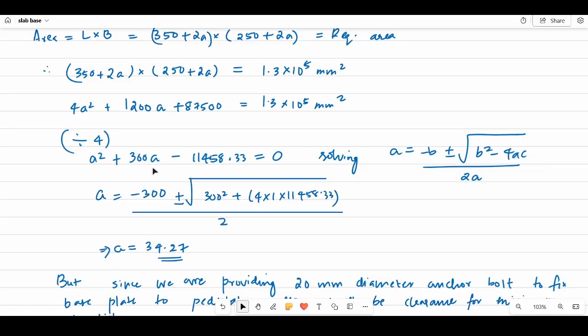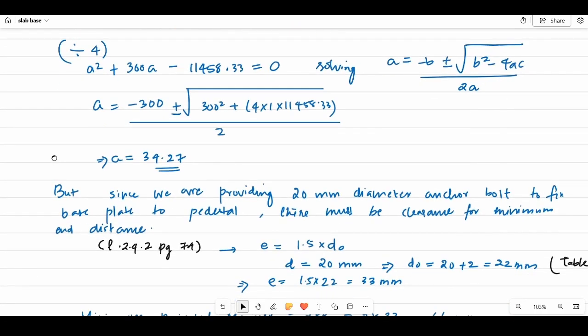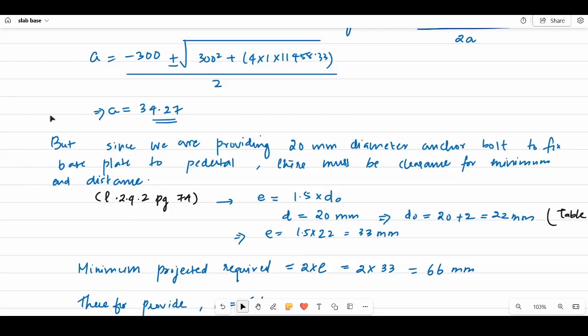So here a is the variable, with the formula minus b plus or minus root of b squared minus 4ac, divided by 2a. So don't get confused. Usually it was x, now it becomes a. So when we solve this, you will get a value of a as 34.27. So this is the projection which we require on both sides. Now we have to check whether this projection is enough or not.